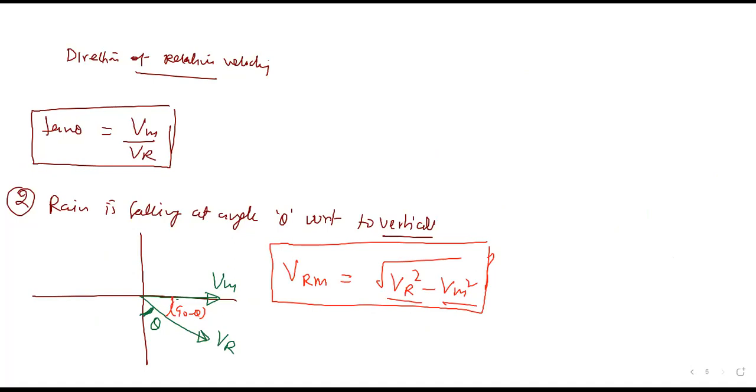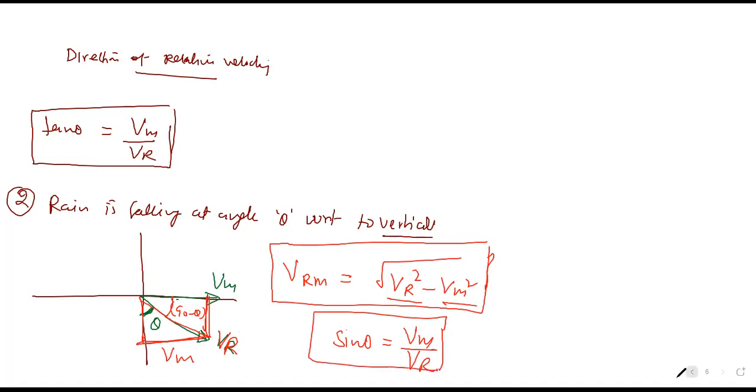And if by chance they ask for the angle of relative velocity with respect to the vertical, you can write sine theta. In this picture, in this triangle, we know the hypotenuse is the velocity of the rain, and this is the velocity of the man. Sine theta is perpendicular by hypotenuse, meaning Vm by Vr. That will give the angle.